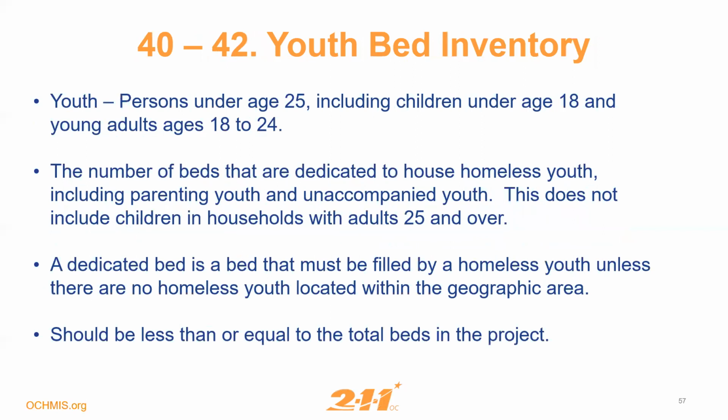Then we also want to know if any of your beds are dedicated to youth. So 40 through 42 asks for your youth bed inventory. And just as a definition, youth are persons under age 25, including children under age 18 and young adults 18 to 24. So these questions will ask for the number of beds that are dedicated to house homeless youth, including parenting youth and unaccompanied youth. And this does not include children in households with adults 25 and over.